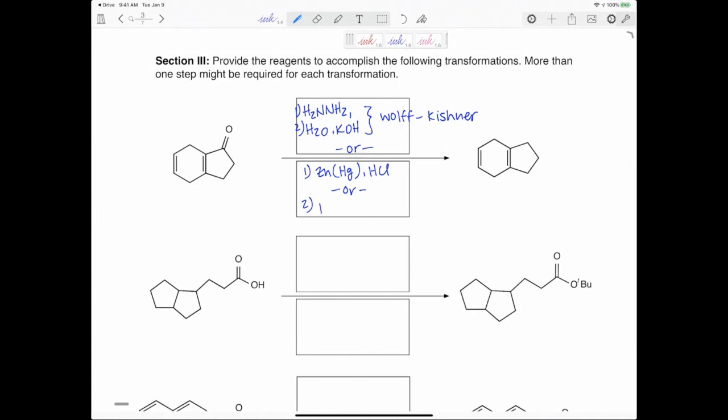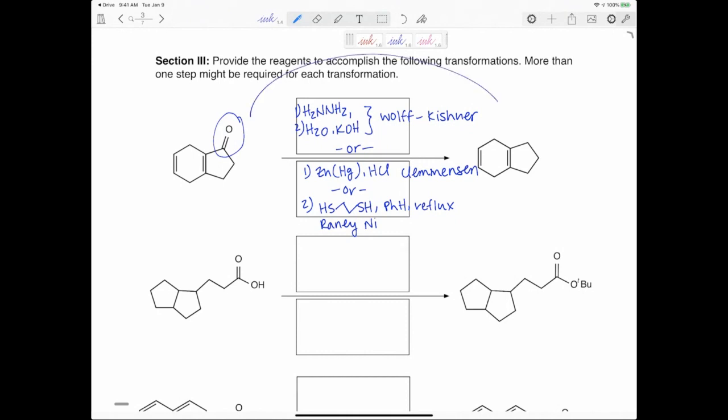Or you could use, let me see, this one, and then Raney nickel. Why? Because you're getting rid of the carbonyl, correct? So yeah, you could use the Clemmensen reduction. Here is the Clemmensen, which is a good thing because you don't need to know the mechanism for that. Okay, so Clemmensen, Raney nickel, or Wolff-Kishner would get you the same answer.